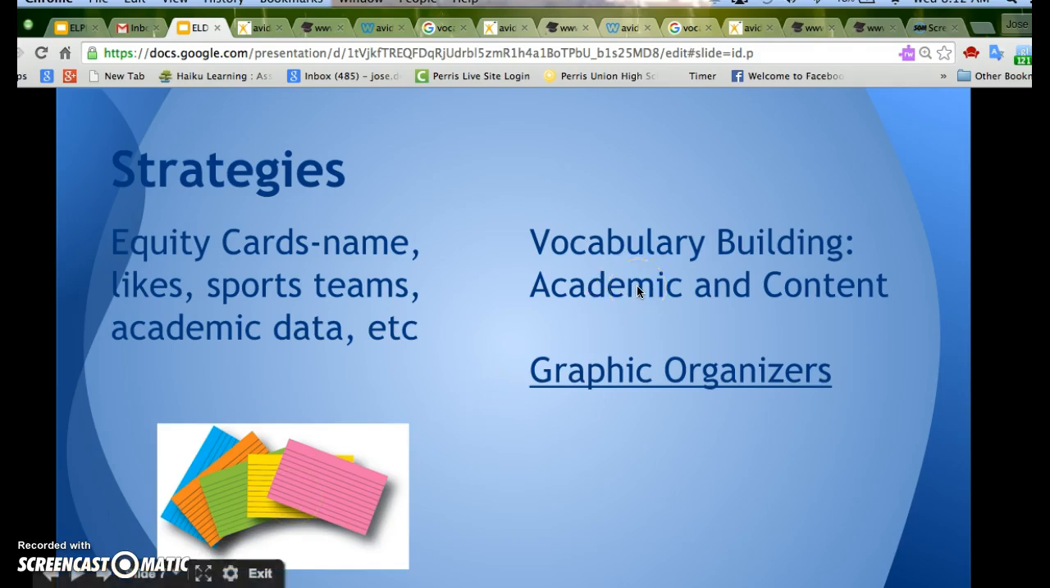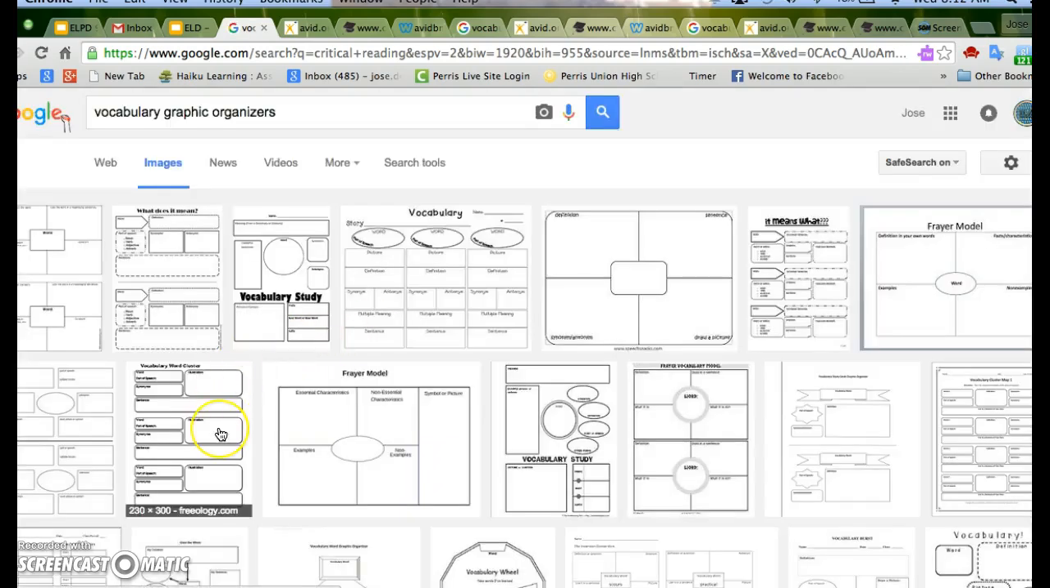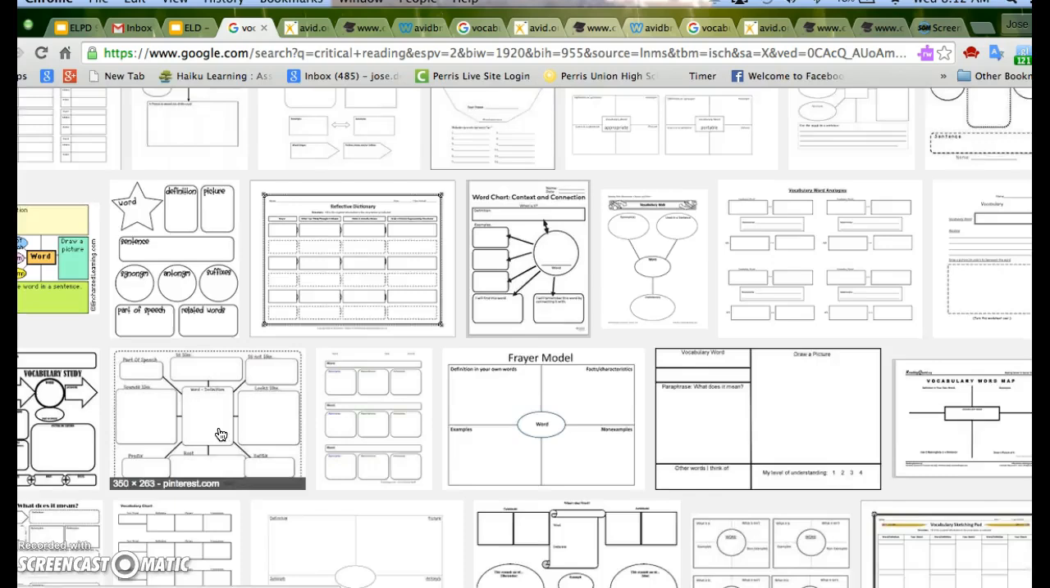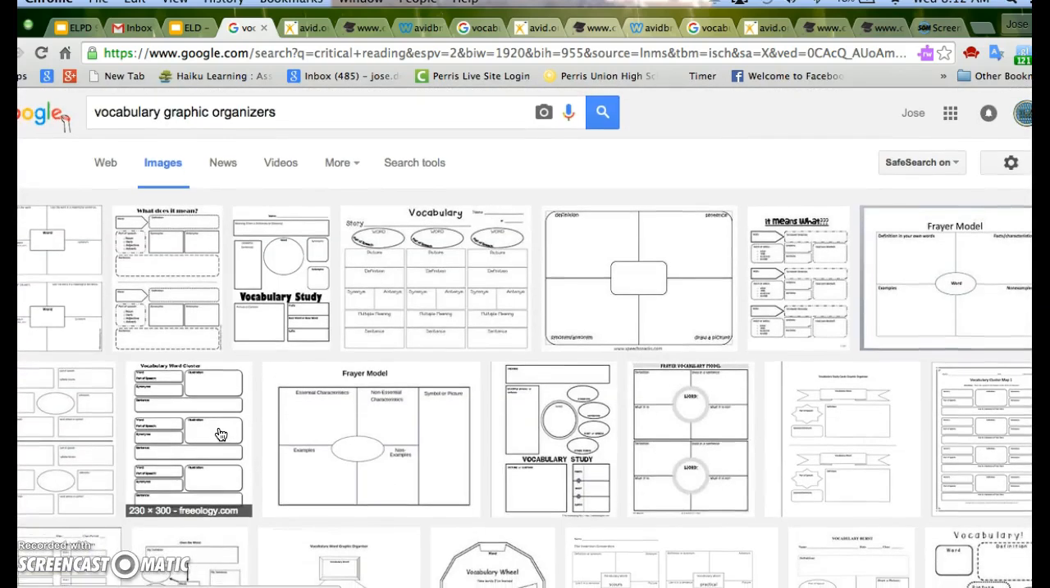Vocabulary building is big for ELs as well as all of our students here at Pinacati. And here's a link to a whole bunch of graphic organizers if you need them. We have a whole bunch of these available for you to mix up your vocabulary development.